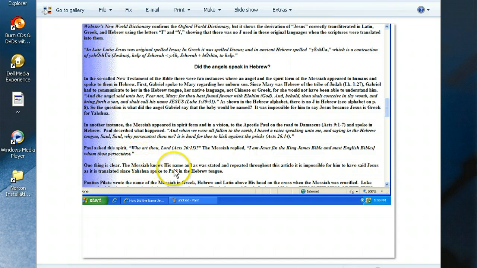One thing is clear, the Messiah knows his name, and it was stated and repeated throughout the article. Is it possible for him to have said Jesus, as it translated into Yeshua, when he spoke to Paul in the Hebrew tongue? And then you go back, you can see some more stuff up in here. But there's no use in fighting and arguing about he's this guy or that guy, or he's not Yeshua, or he's not Jesus. It went through the ages of translation, and it is, in certain areas, known what it is to us.